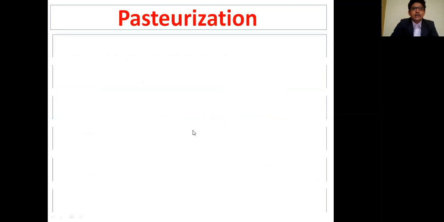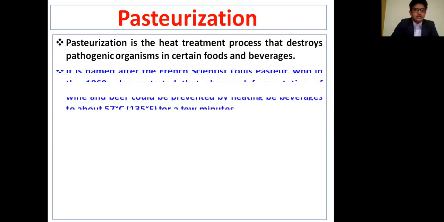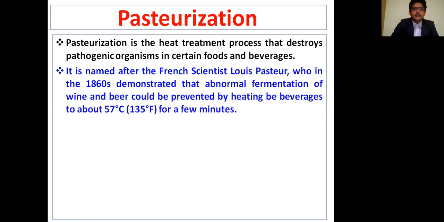So here the next physical process of preservation is pasteurization. Pasteurization is the heat treatment process that destroys pathogenic microorganisms in certain foods and beverages. It is named after the French scientist Louis Pasteur, who in the 1860s demonstrated that abnormal fermentation of wine and beer could be prevented by heating beverages to about 57 degrees centigrade for a few minutes.